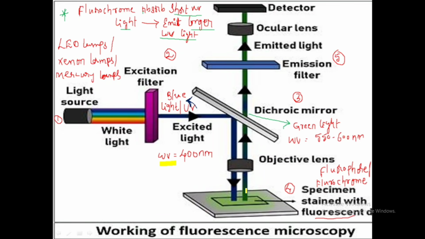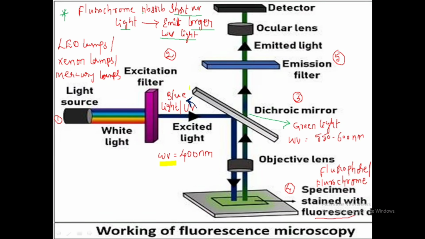That emitted light again passes through the objective lens. Then it passes through the dichroic mirror. The dichroic mirror is very special. It reflects the blue light, which is high intensity light with a shorter wavelength, but it allows the green light to pass. That is the longer wavelength, low intensity light.